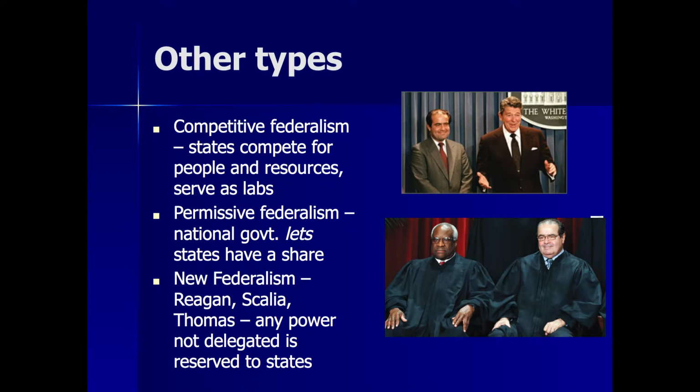The other types of federalism: competitive federalism, where states compete for people and resources. Permissive federalism, where the national government lets states have a share of its resources. And the new federalism is conservative. That's Reagan and Scalia.